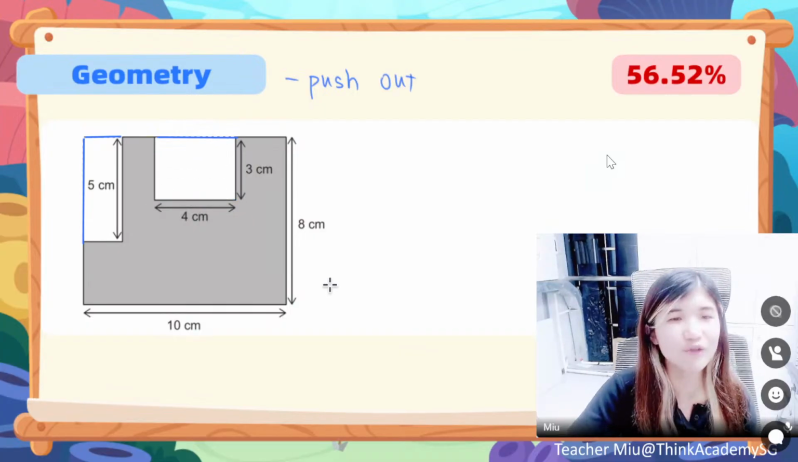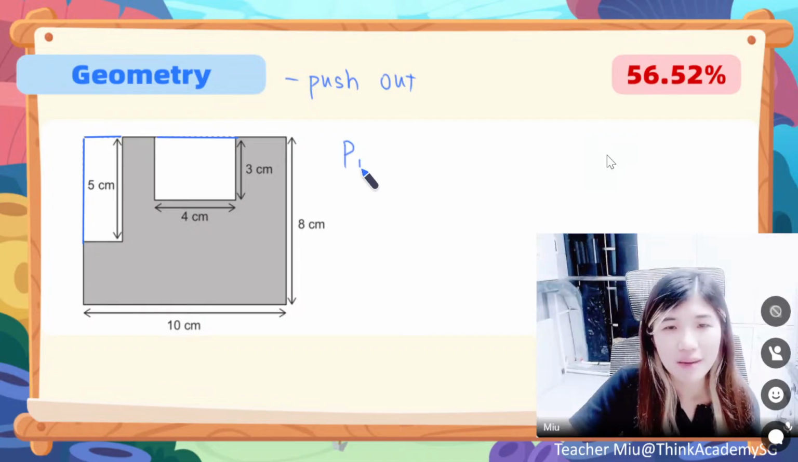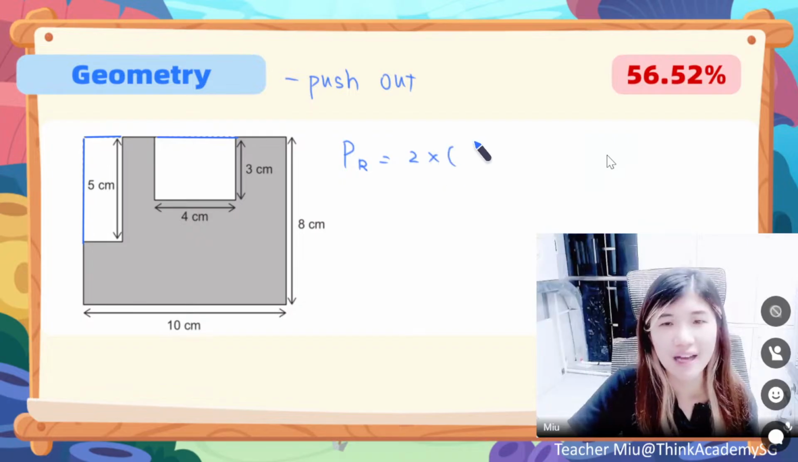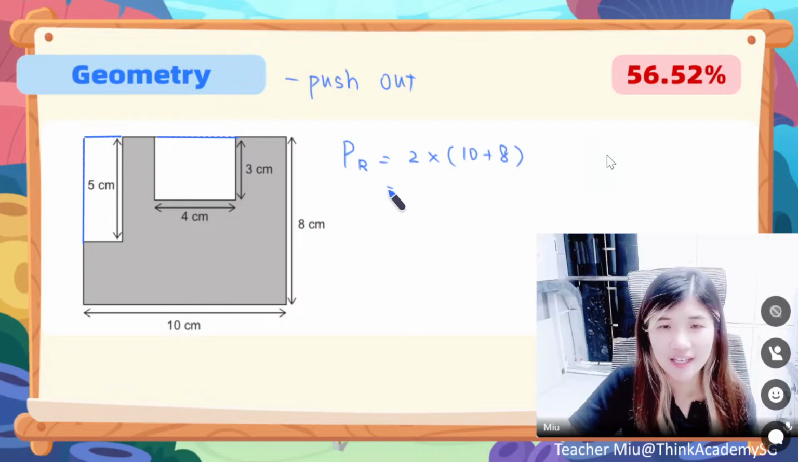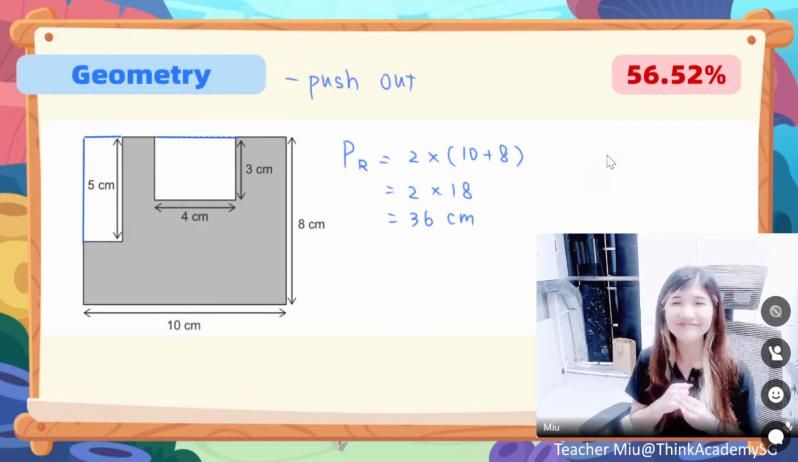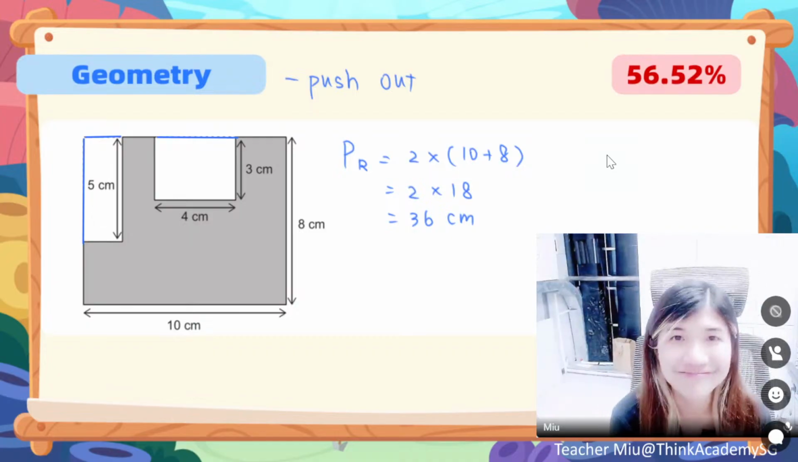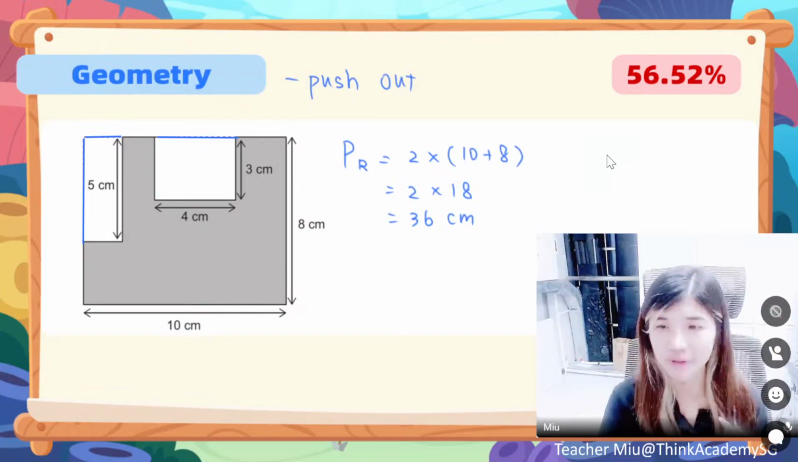Then you will find that after we push it out, that would be the perimeter of this rectangle. So the perimeter of the rectangle is 2 times the length plus the width, which is 10 plus 8. That gives you 2 times 18, which is 36 centimeters. Is that the end? Is that the perimeter for the whole shape now? No way, bro. No way.